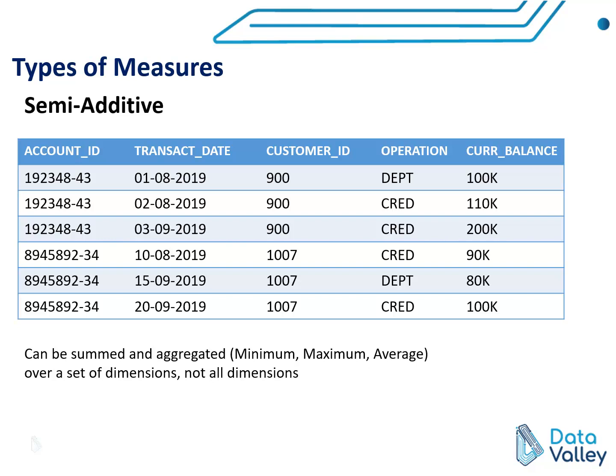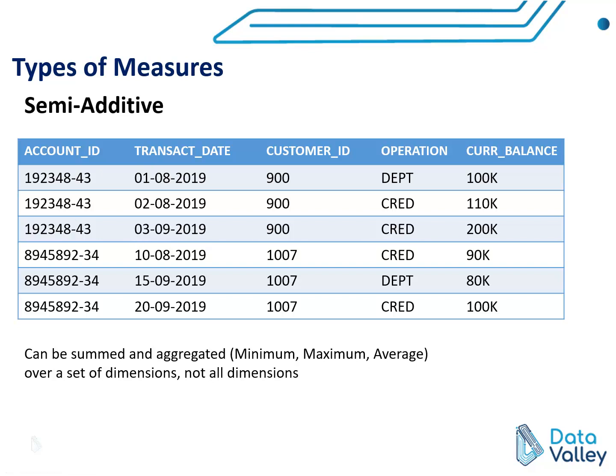Second type of measures is semi-additive measures. In this type of measure, we cannot summarize or aggregate our measures across all available dimensions in the fact table. For example, in this fact table, we are tracking debit and credit operations for our customers. We have customer ID, which will be linked, of course, to a customer dimension. We have operation type, which is a debit operation or a credit operation. And we have account ID and we have transaction date.